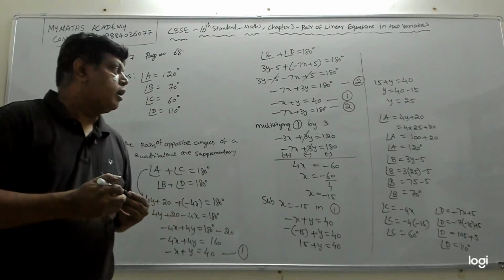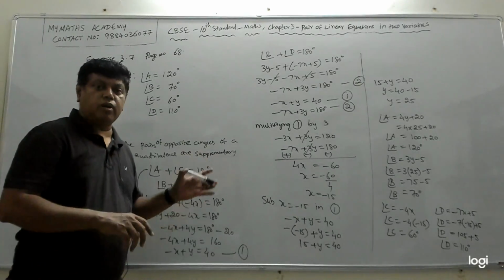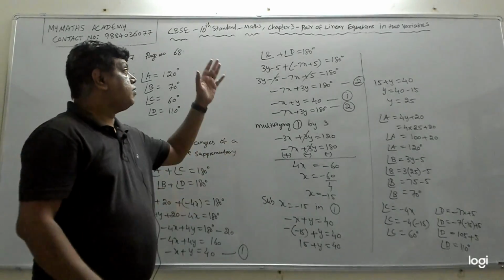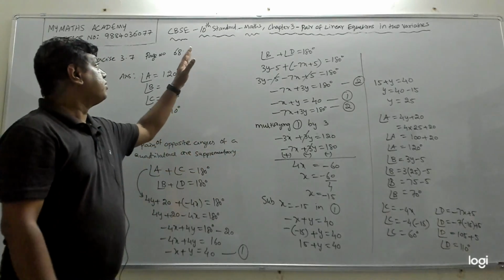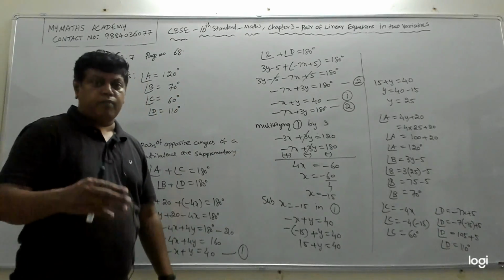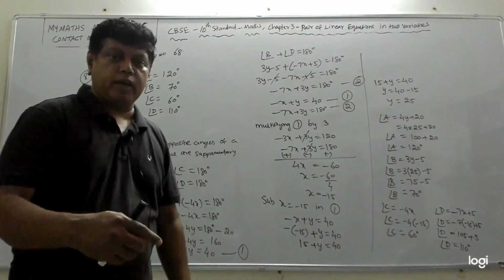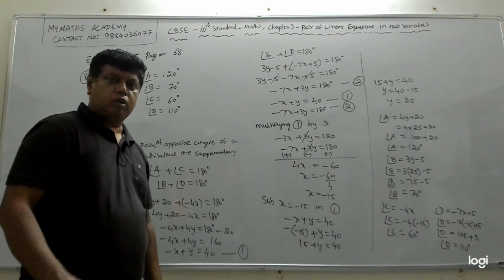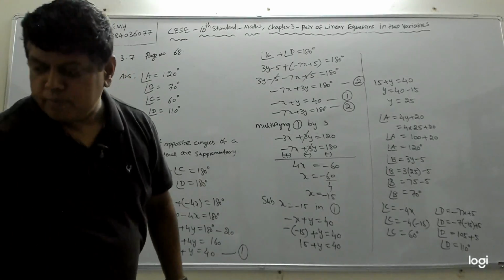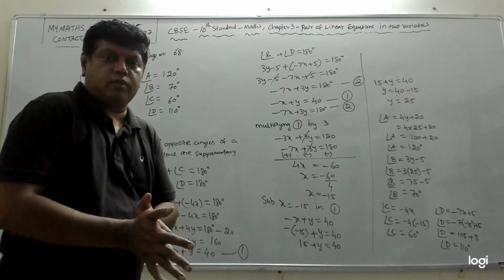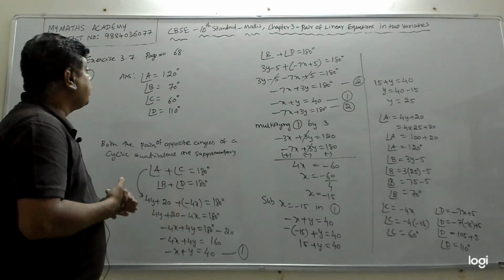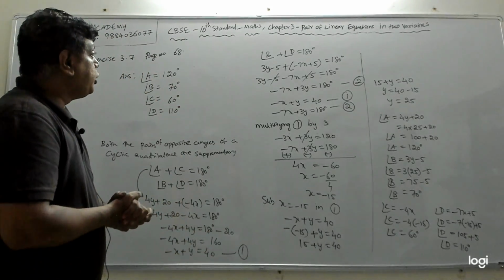This completes the third chapter, which is pair of linear equations in two variables from 10th standard CBSE Maths. Right? You can watch my next video for the next chapters. Fine. So we will stop here and we will continue on the next video or next session.